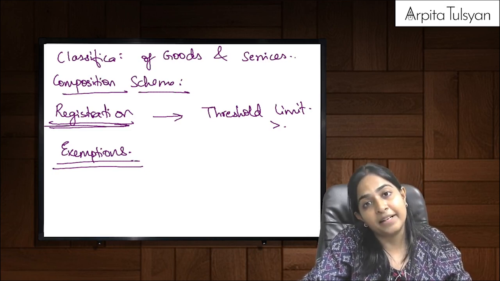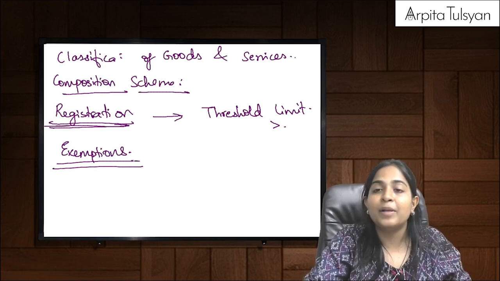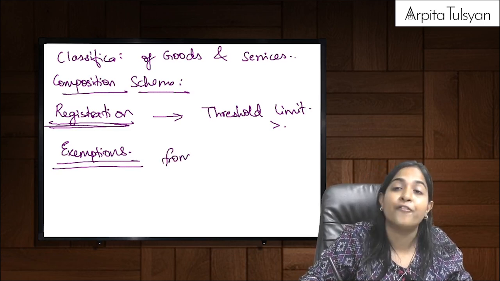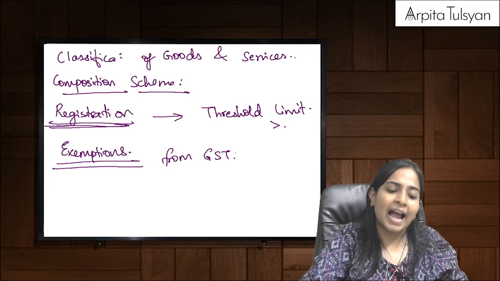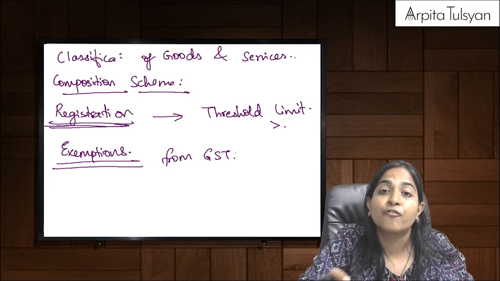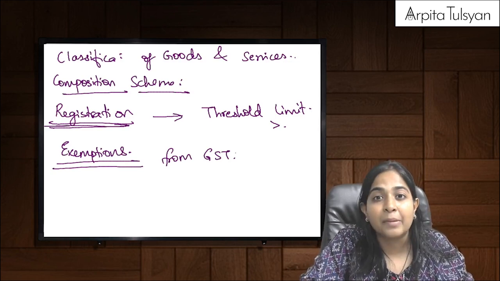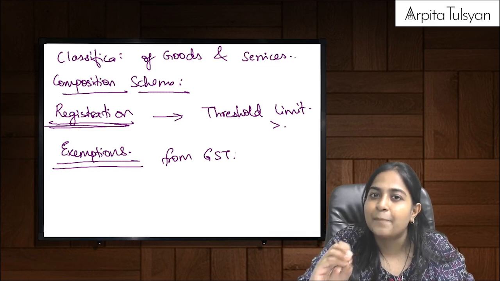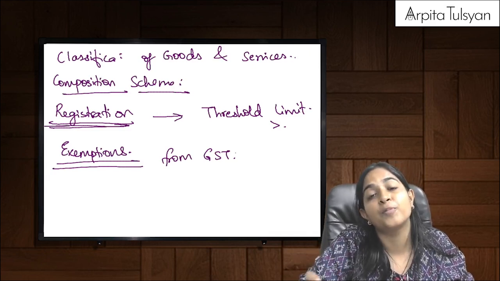Agricultural income is exempted from income tax. Similarly, there will be some goods and some services which are also exempted from GST. I can give you some basic examples. Fresh fruits, fresh vegetables, salt, such basic things are also exempted from GST.